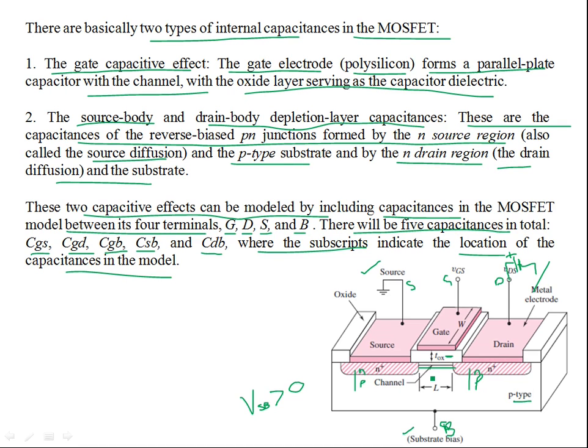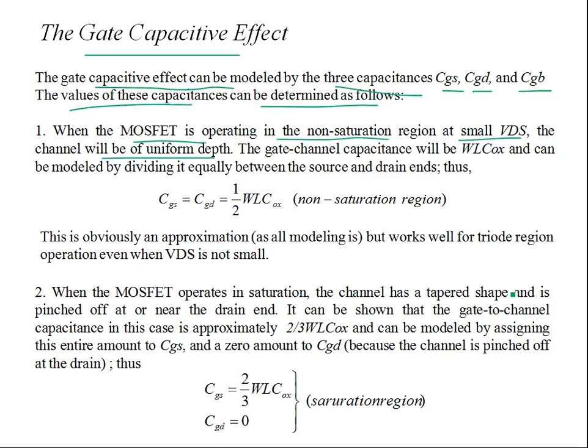The length is uniform. It only changes when you increase VDS so that this becomes so much reverse biased. The channel becomes tapered, so it pinches off over here. So the channel becomes like this instead. That's the point where you don't need to consider, for example, the capacitance at the drain terminal, because the channel is pinched off.